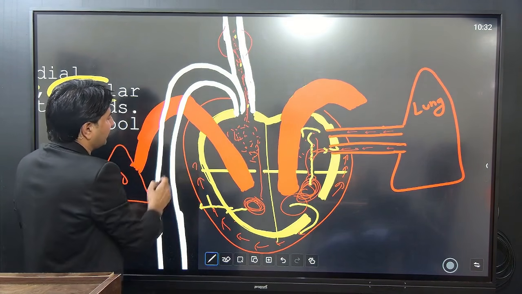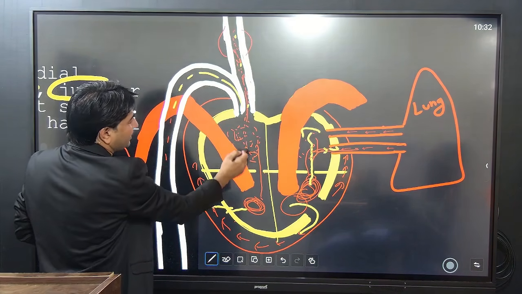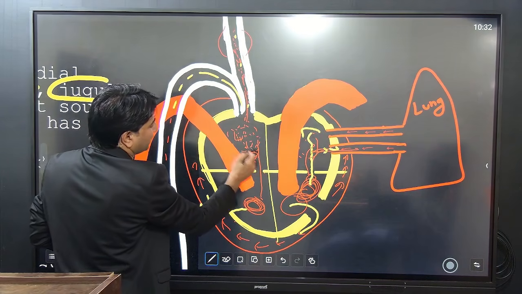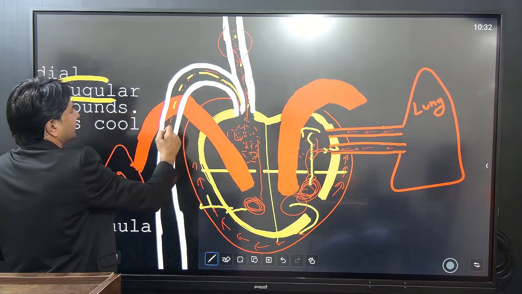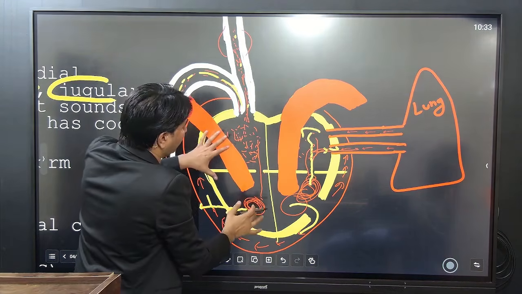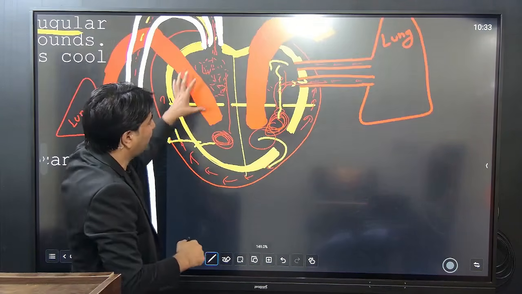On the other side, blood coming from the body won't move forward either, because there's already blood stuck here. So now this will also start backing up right here. Now, let's see why the patient developed hypotension.